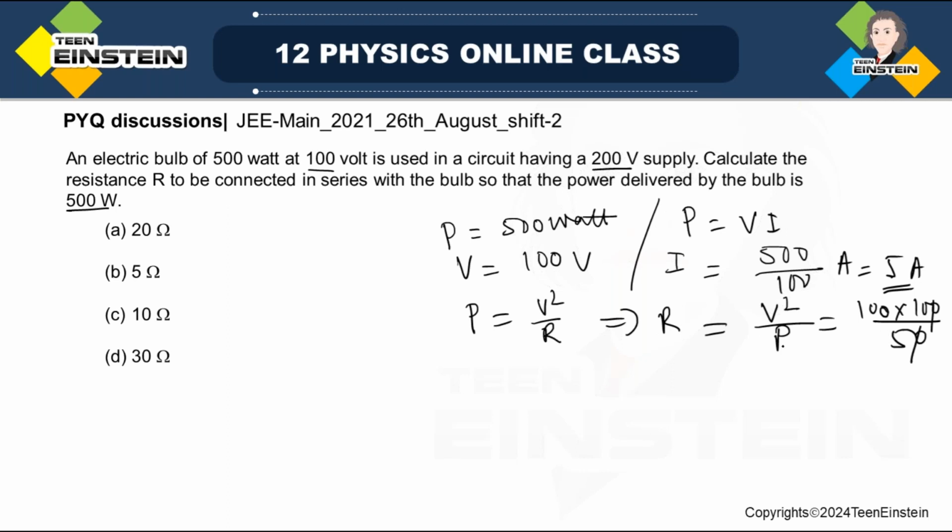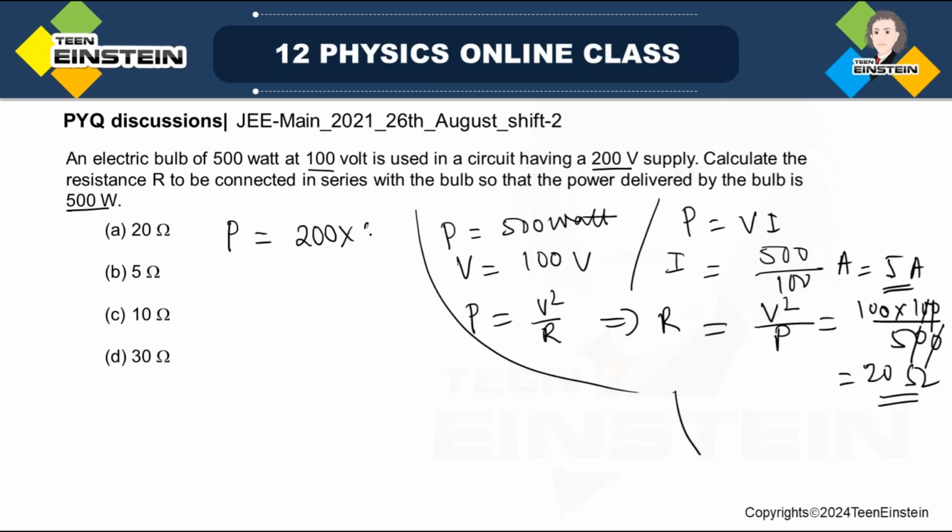V square by P. Okay, so V square is 100 into 100 divided by 500. Okay, so you get 20 ohm. So this is the resistance the bulb has. Now look, if the bulb has to deliver the same power with this voltage, with the same current I, this is going to be VI, right? Same current I, then what should be the resistance? Okay, what should be the resistance in that case?